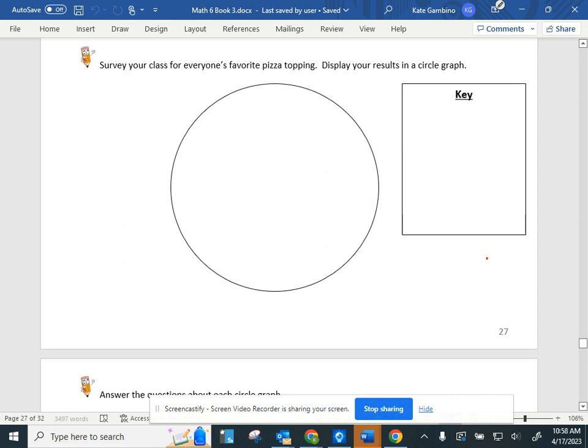So we need to survey our class for everyone's favorite pizza topping. Display your results in a circle graph. So we're going to take our key, and let's see, we had 4 foreign languages. Let's do 4 pizza toppings. So raise your hand if you have a pizza topping for us.